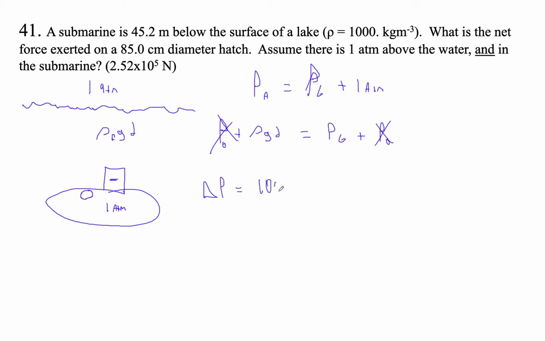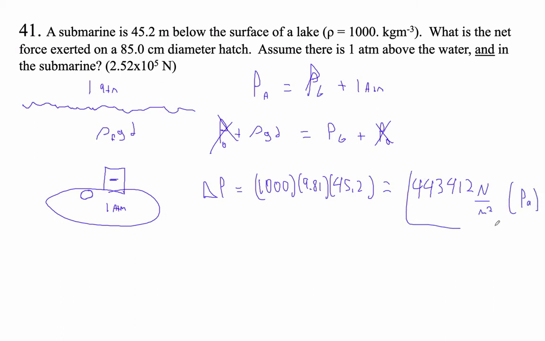So rho is 1,000 times 9.81 times, we're 45.2 meters below the surface. So that is 1,000 times 9.81 times 45.2. That's going to be 443,412 newtons per square meter, or pascals, right? Okay, so that's how much gauge pressure there is on that hatch, right? And the gauge pressure is what we want because there already is an atmosphere inside there, right?